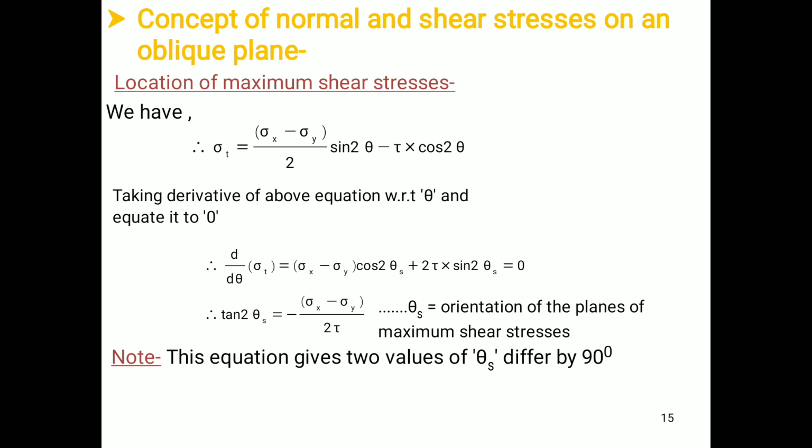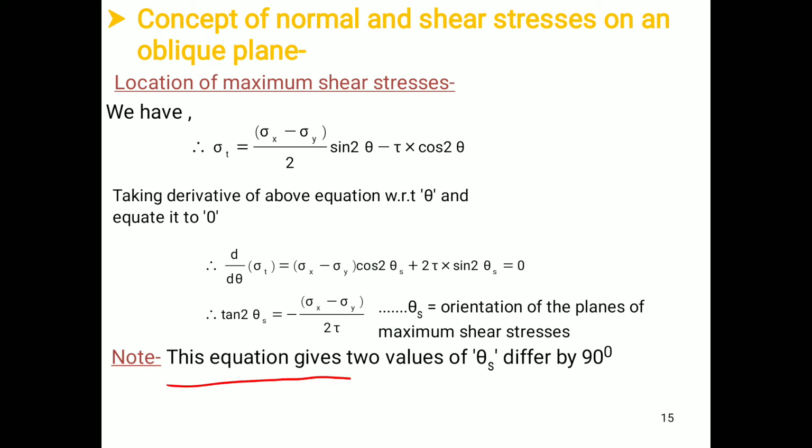After solving this equation I have tan of 2 theta s equal to minus (sigma x minus sigma y) upon 2 tau. This is the minus sign. What it indicates is that theta s is the orientation of the plane of maximum shear stress. So it is the plane on which maximum shear stress is going to act. By using this particular equation we are going to find out the location of maximum shear stress.